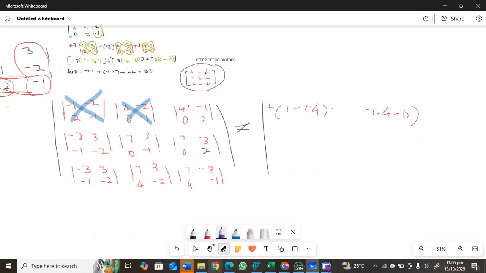Okay, then next we have a positive sign, so you put here plus. No, actually not plus, because it would be implying that I'm trying to add. Positive sign here, then you're going to say 4 times 2, that is 8, minus -1 times 0, that is 0.